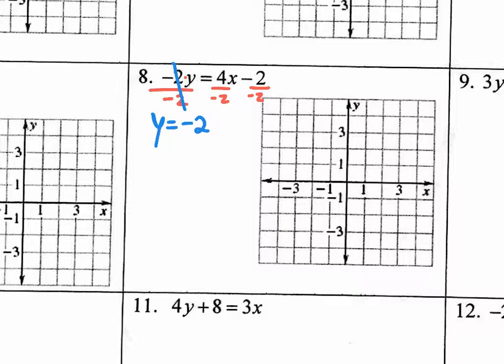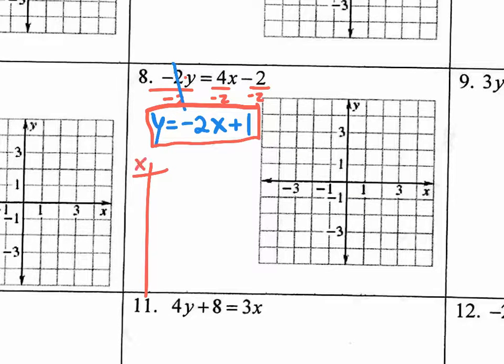Negative 2. Bring down the x. And how about negative 2 divided by negative 2? Plus 1, positive 1. That is your function form equation. Once you have the function form equation, then you could go for an xy table and plug in 3 easy numbers. And in this case, 0, 1, and 2 will work because you don't have a fraction in front of your x. So when you do plug in 0 right here, think about that, guys.